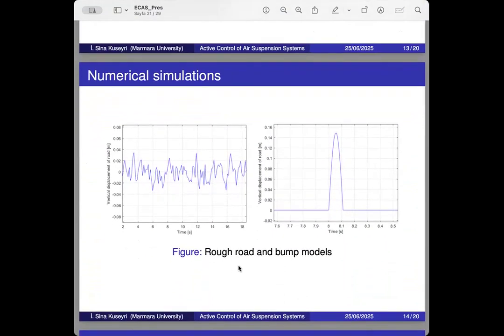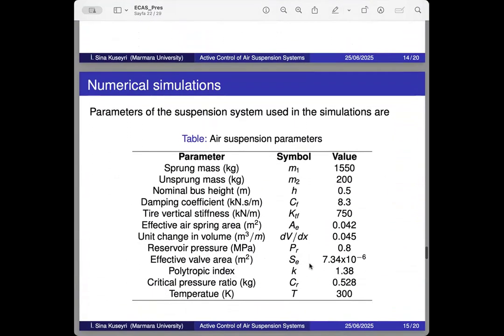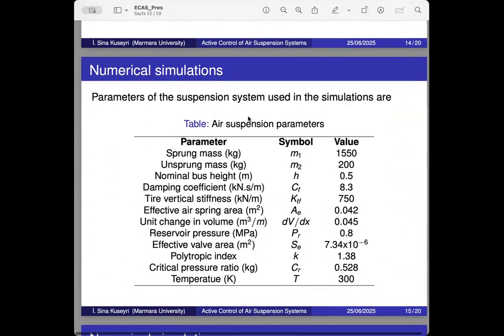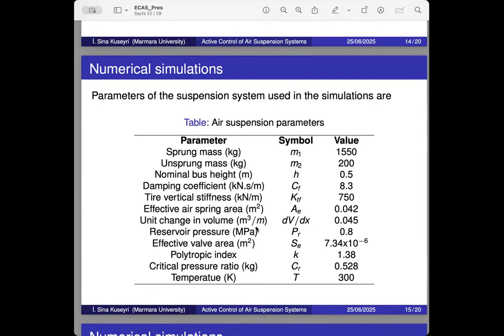The input disturbance signals given during the simulations are shown in the figure, where the left-hand side is the rough road and the right-hand side is the bump. Okay, during the simulation, we have some parameters of the suspension system taken from a reference. This table gives us the parameters used during the simulations.